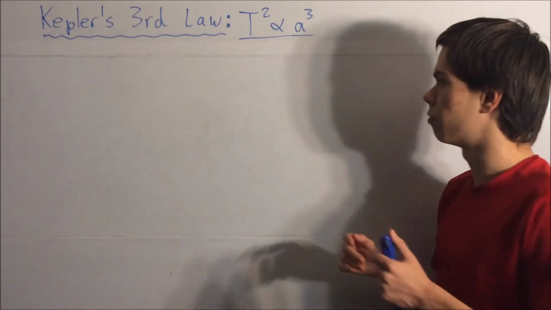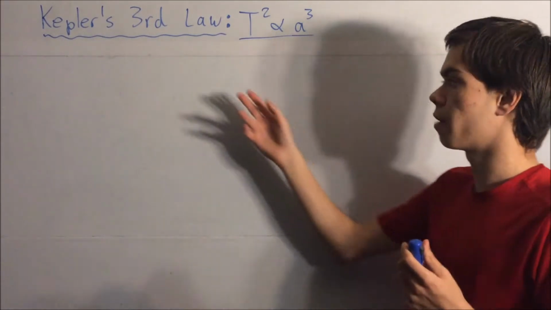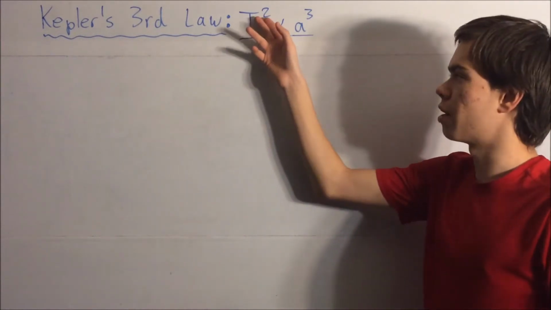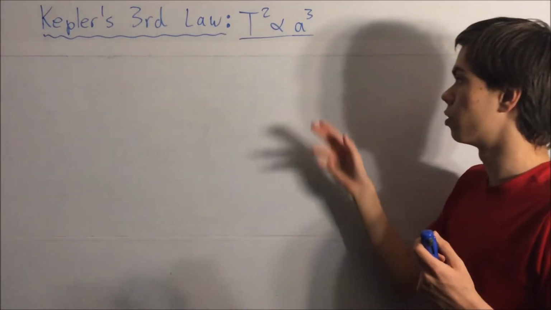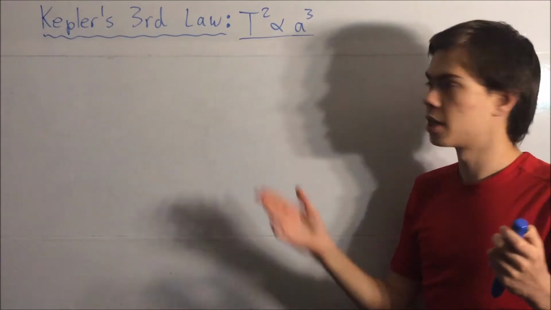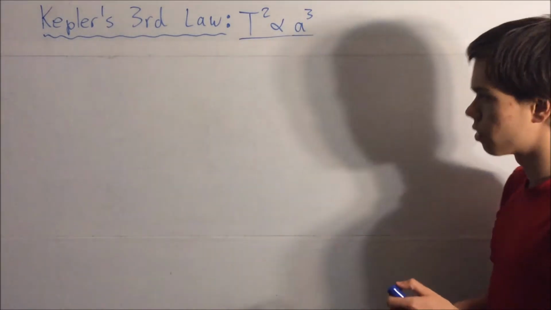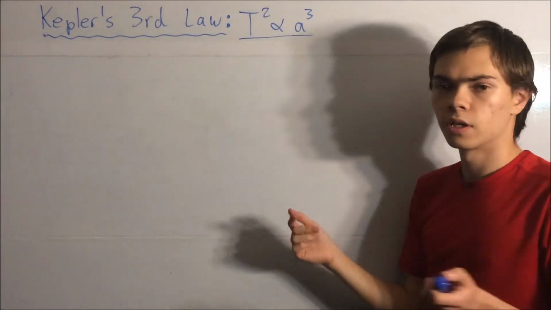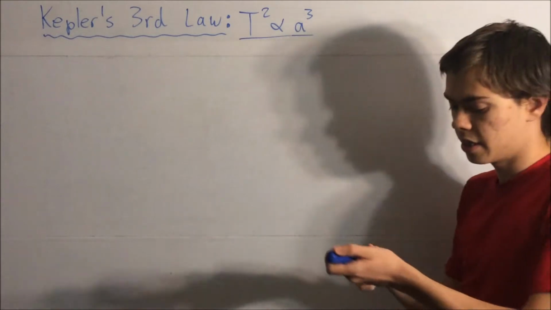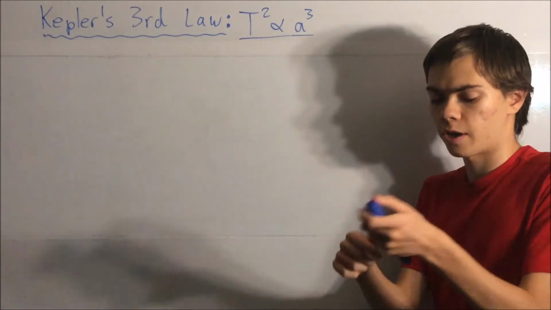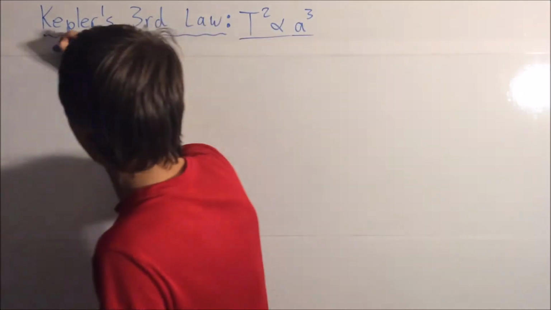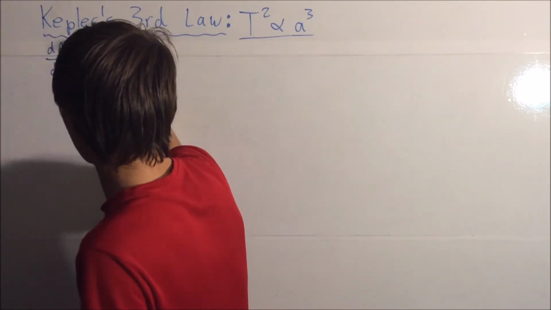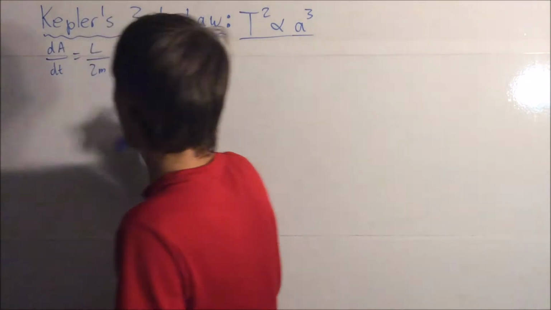Now, before we get into it, let's just remember that Kepler's third law basically states that the orbital period of a planet squared is directly proportional to the semi-major axis of the orbit cubed. So how can we find that this is true for any planet? Now, the way that I'm going to start out with this is I'm going to use what we know from Kepler's second law. From Kepler's second law, we remember that dA over dt is equal to L over 2m.